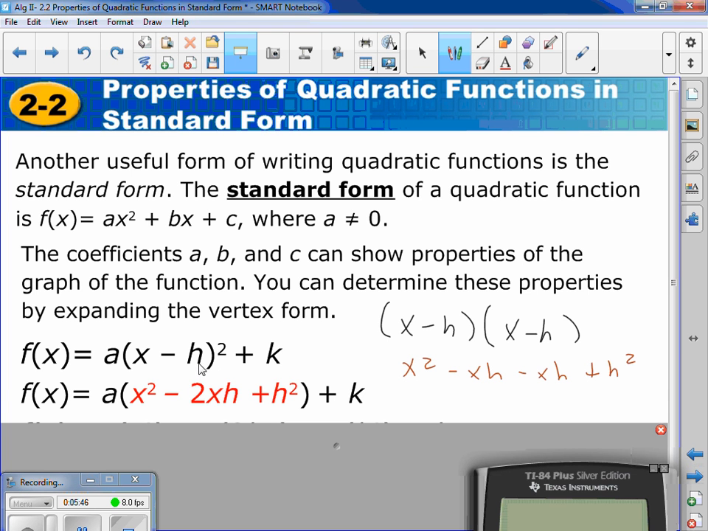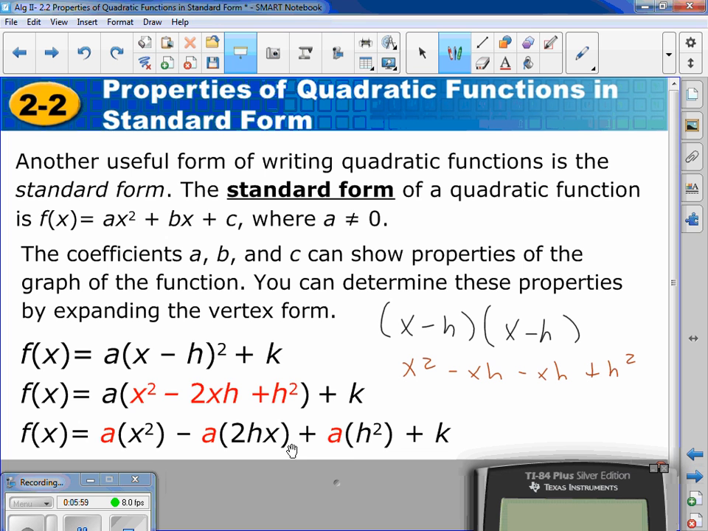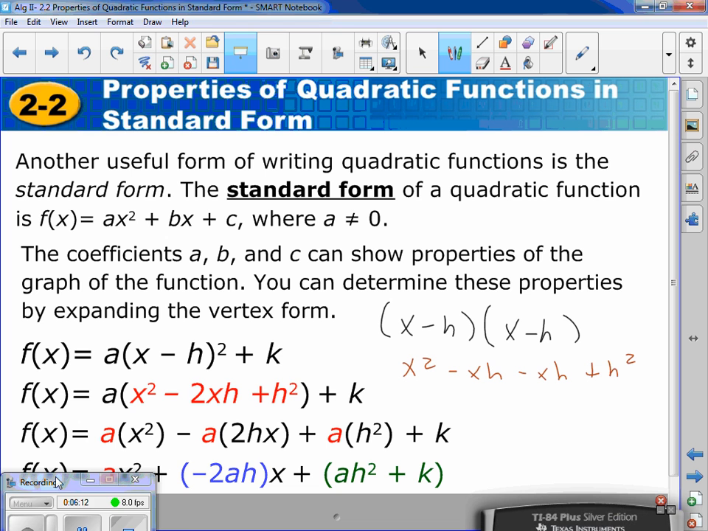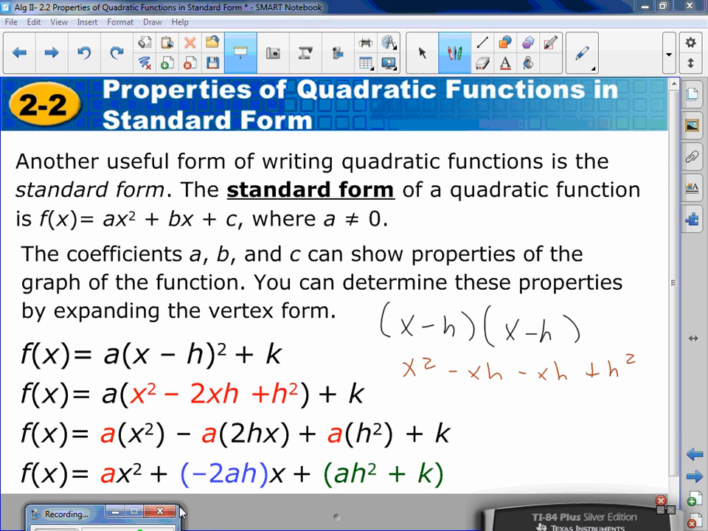So when I expand this, I get x squared minus 2xh plus h squared. Now when I distribute this a to all three terms, I have a times x squared minus a times 2xh plus ah squared plus k. If I expand a little bit further, ax squared plus negative 2ah x plus ah squared plus k.